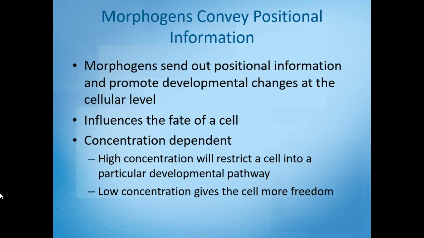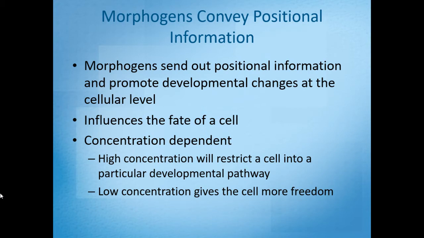Morphogens are going to convey positional information. So a morphogen is going to send out positional information and promote developmental changes at the cellular level. And this is going to influence the fate of the cell. So it's going to tell those cells what they should be doing. Should they continue on growing and dividing? Should they go through apoptosis?